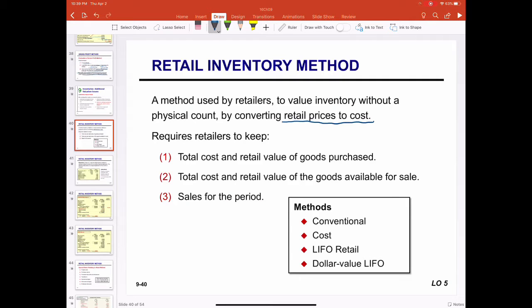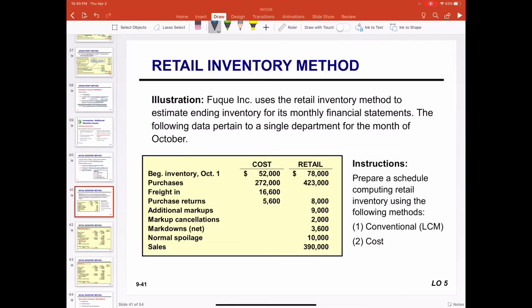For example, Walmart, Target, Dollar General, they should have the records of both cost and the retail value of the goods. If they have these records, they should have all the cost and retail value of the goods available for sale, and should also provide information regarding the total sales for the period. Let me just use this example to introduce two different methods in this class. One is the conventional method, the other is the cost method. And the requirement for the retailer is to keep track of the cost and retail value of the goods.